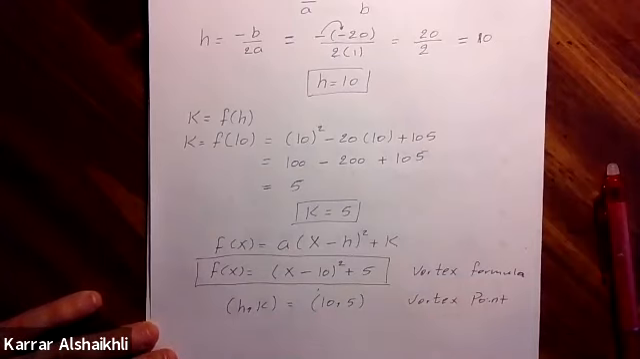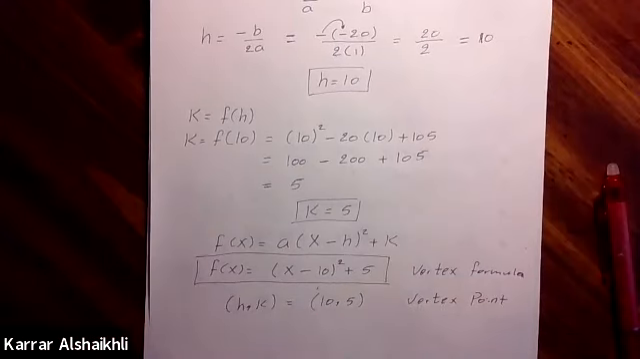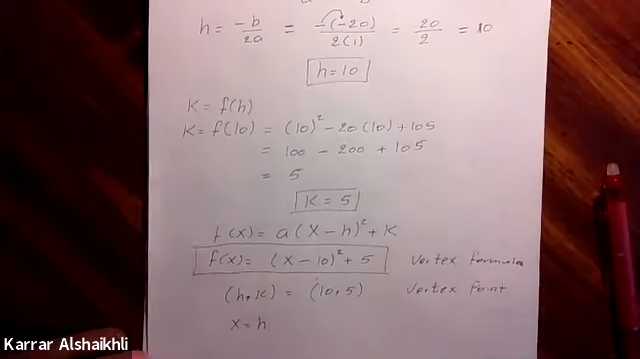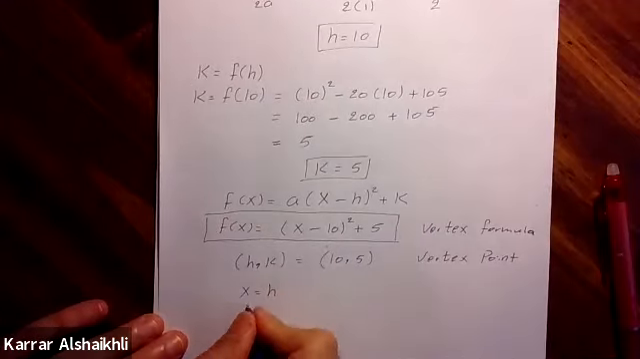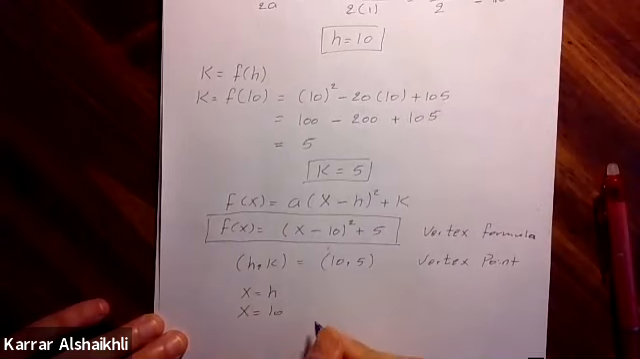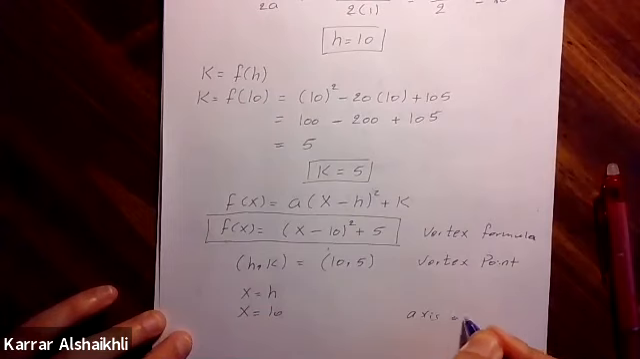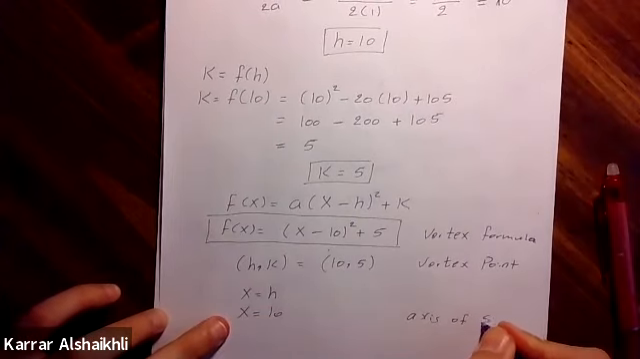The axis of symmetry, you're just going to do exactly the same thing. x equals h. So you're going to write down here x equals h. That means x equals 10. This is the axis of symmetry.